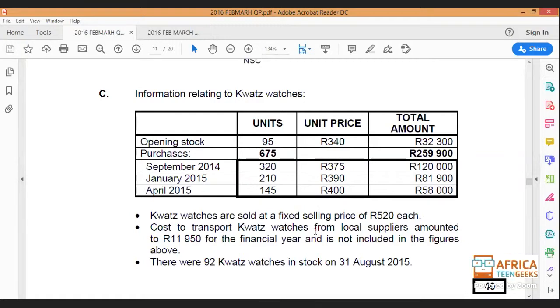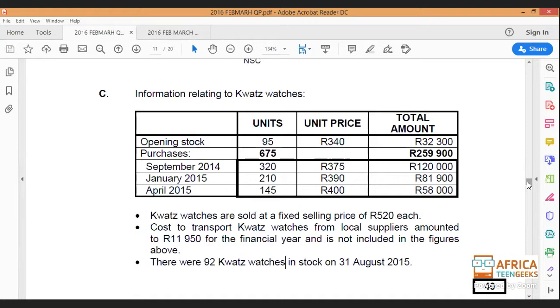The cost to transport quartz watches from the local supplier amounted to 11,950 for the financial year, and it is not included in the figure above. Then there were 92 quartz watches in stock, which means your stock on hand, your unsold units.